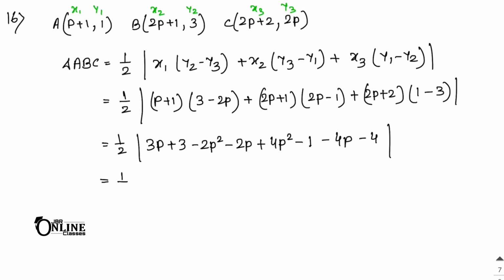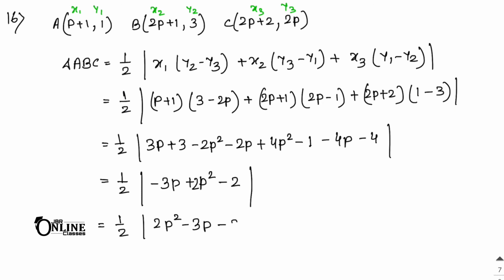So now here 3 minus 1 and here minus 4. So 3p minus 2p. Okay, and then 3p minus 2p it's only p and p minus 4p, that means here minus 3p. So here minus 3p. The next one here minus 2p square plus 4p square, so it will be here plus 2p square. And here 3 minus 1 it's 2 and here minus 4, that is equal to minus 2. Okay, so that means here half within mod 2p square minus 3p minus 2.